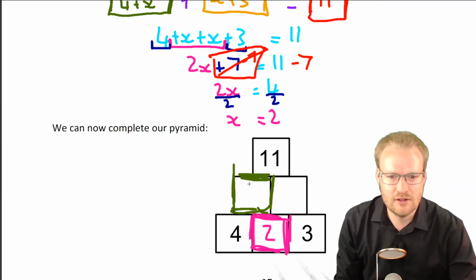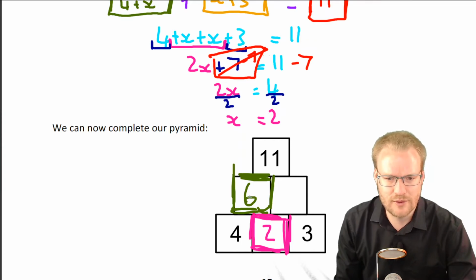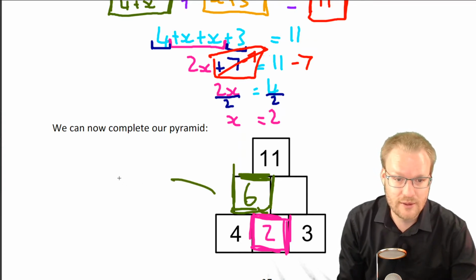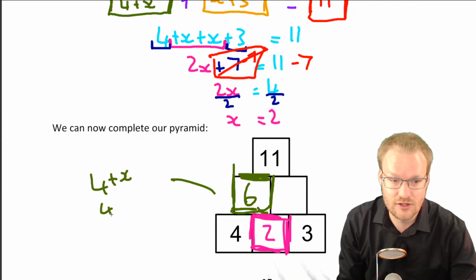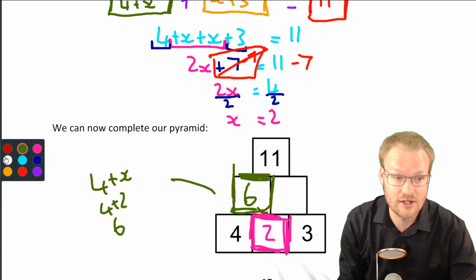Now, I hope that you said 6 because 4 plus 2 equals 6. Also remember that this one here we said was 4 plus x. So if x is 2, then this is 4 plus 2, which gives us 6. So 2 different ways of seeing what it is.